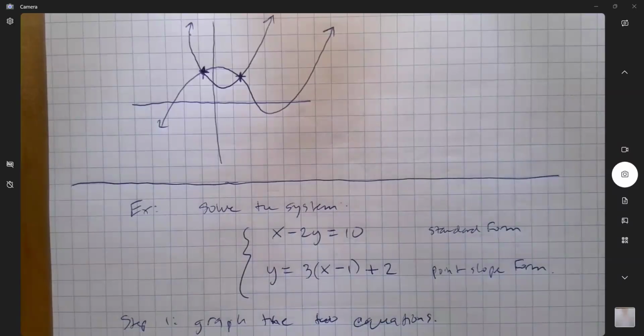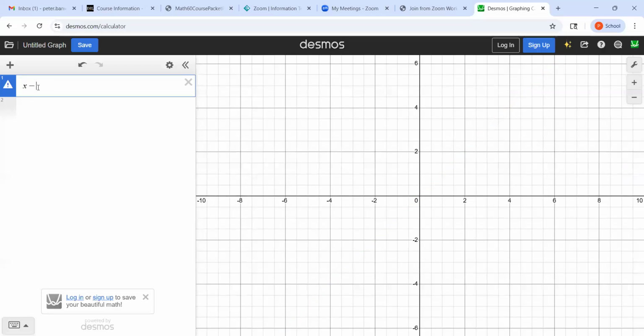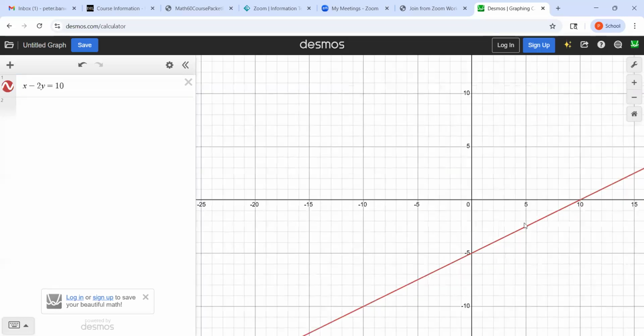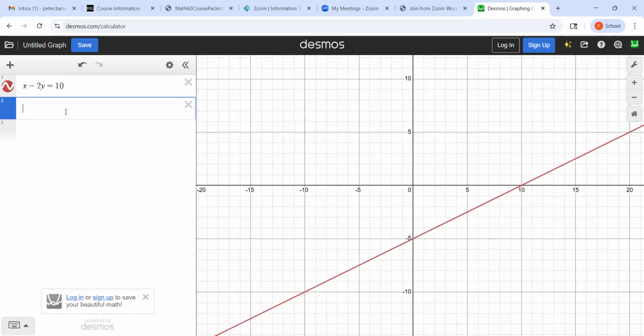So instead, let's go over to Desmos and put our two equations in. x minus 2y equals 10. There's one equation. And the other one was y equals 3 times (x minus 1), plus 2. And there's my intersection point. That's my solution.